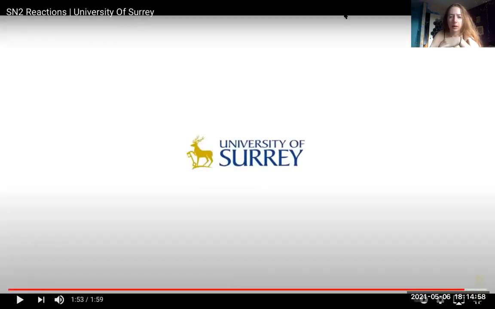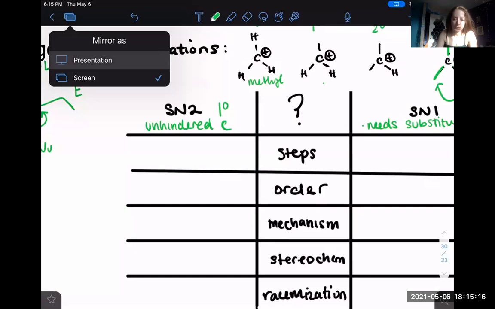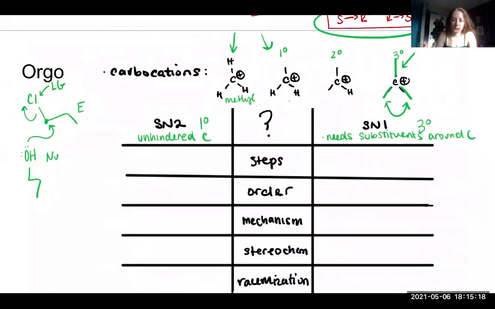Okay, we're going to talk about what just happened there. All right, so like the video is saying, this SN2 reaction happens in one step, okay? And I'll illuminate where that one step comes from.